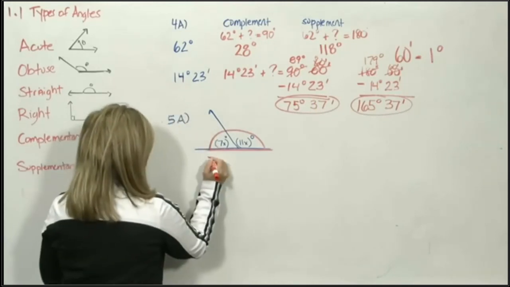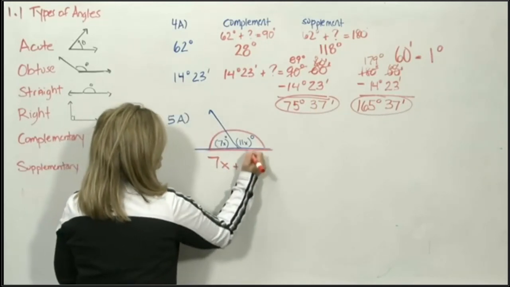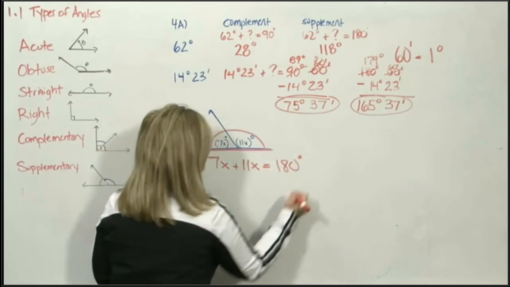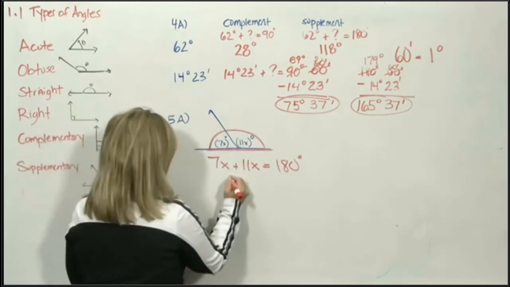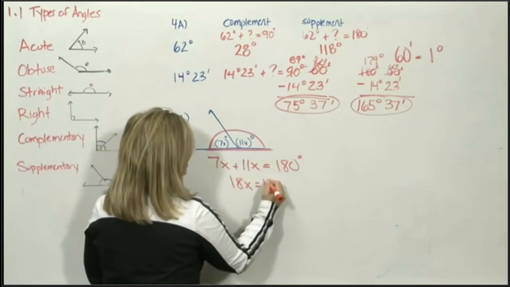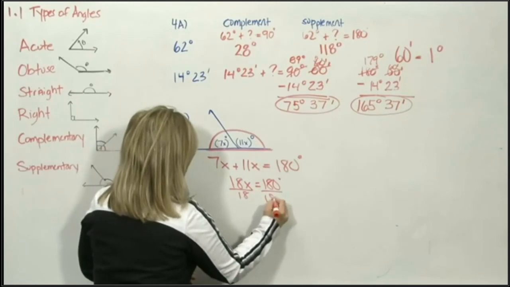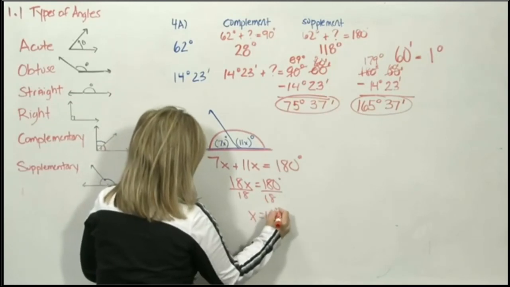We're going to say, okay, this first angle, 7x, plus the second angle, 11x, have to add up to 180 degrees. And then we'll collect our like terms. We'll get 18x is 180 degrees. We'll divide by 18, and x is 10 degrees.